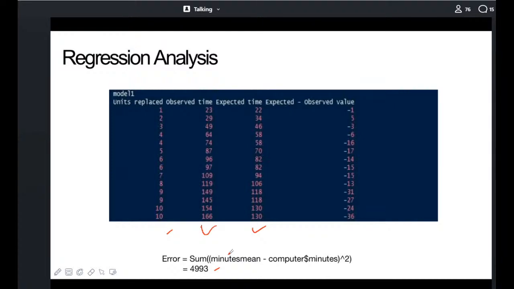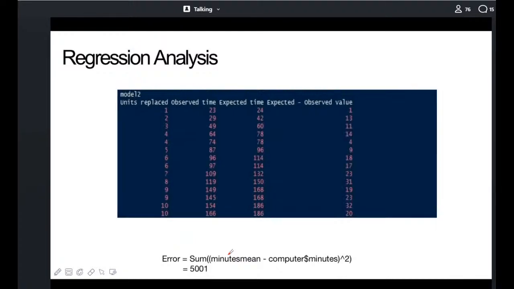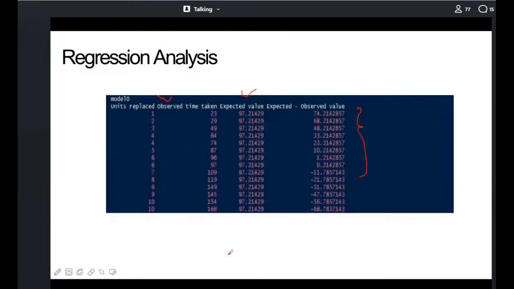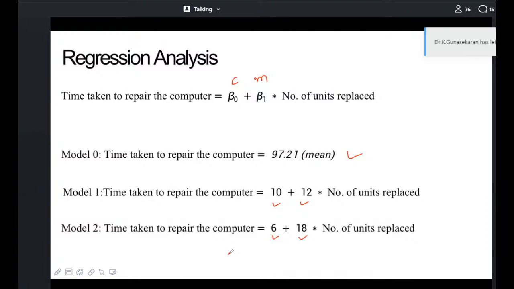So it has reduced almost 5 to 6 times, because I'm able to give it a slope which is very near to my data. Same way over here, we get 5,001. Now this is the error which is being produced. The line 10 plus 12x gave 4,993, and the line 10 plus 16x gave around 5,001. The first one gave me 27,000, this gave me almost 5,000, and this also gave around 5,000.